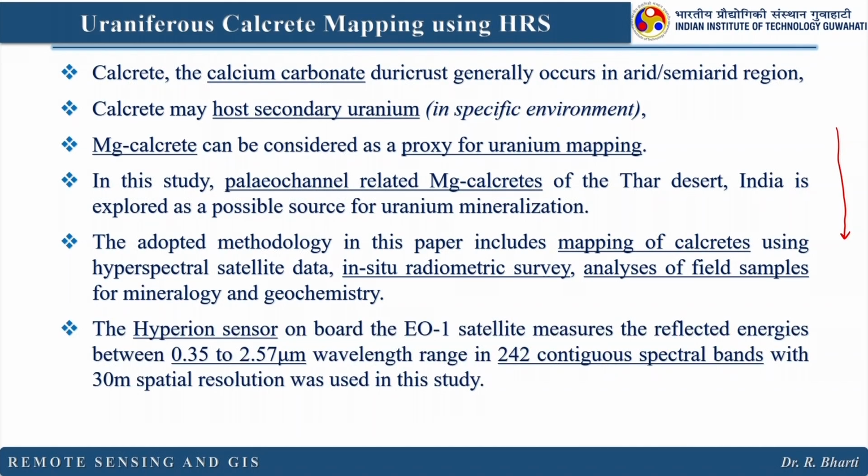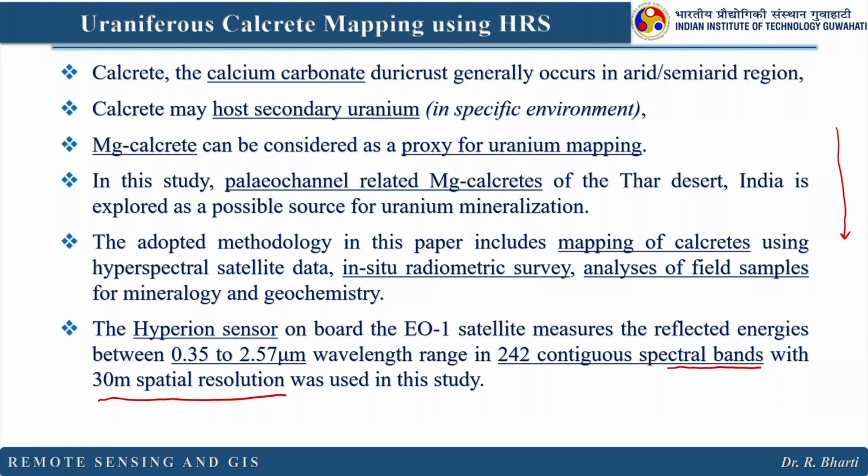The Hyperion sensor on board Earth Observation 1 satellite measures the reflected energies between 0.35 to 2.57 micrometer wavelength range in 242 contiguous spectral bands with 30 meter of spatial resolution. So, in this study we have used Hyperion sensor, which is a hyperspectral sensor, and the spatial resolution was 30 meter, and we got 242 bands from this particular sensor.